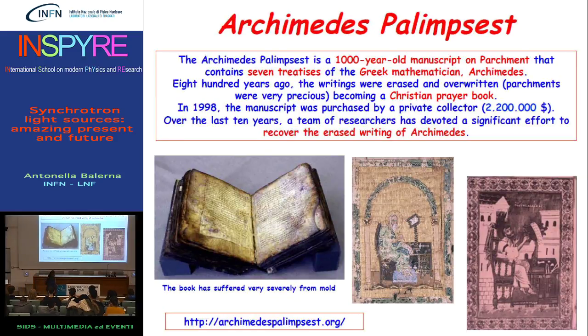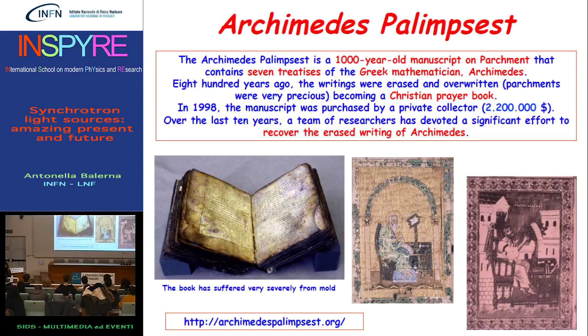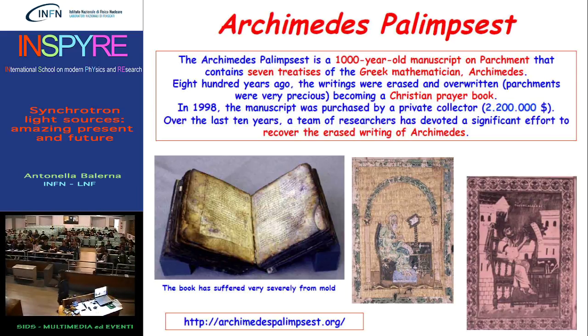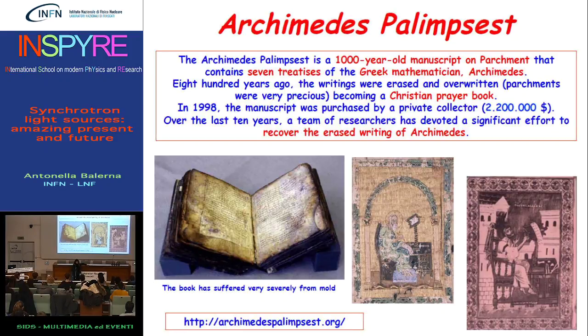This is another masterpiece. This is the Palimpsest of Archimedes. This book was written about 1,000 years ago. It was written on parchment. Clearly, when it was written, it was a very important treatise. But then, with time going on, what happened? This book was used to become a Christian prayer book, because parchment is very expensive. So they just, let's say, scratched away ink, and they painted over the pages prayers and also gold layers. So all the things written by Archimedes were destroyed.